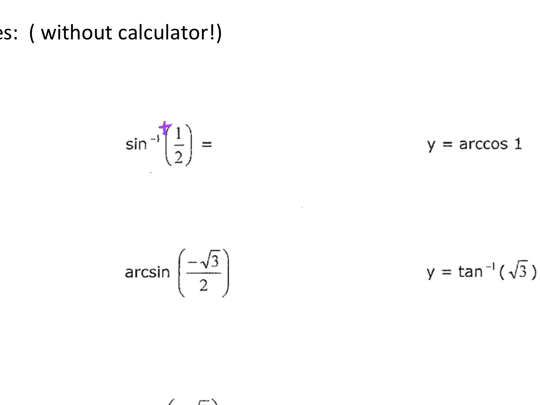What degree measure or radian measure? 30 degrees. There you go. Excellent, Dina. So 30 degrees. I might ask for the angle to be written in degrees. I might ask for radians, so you may want to practice both.